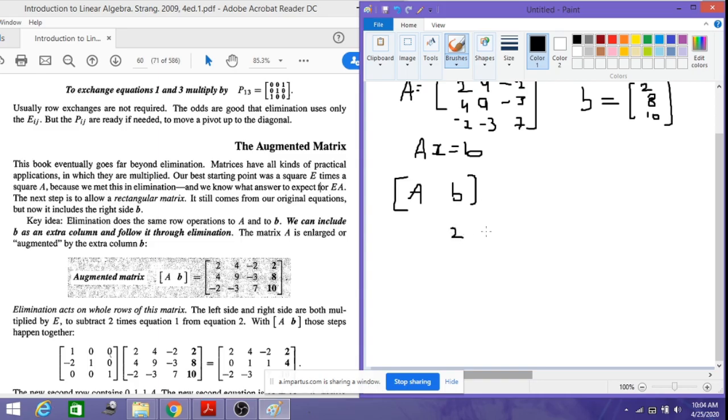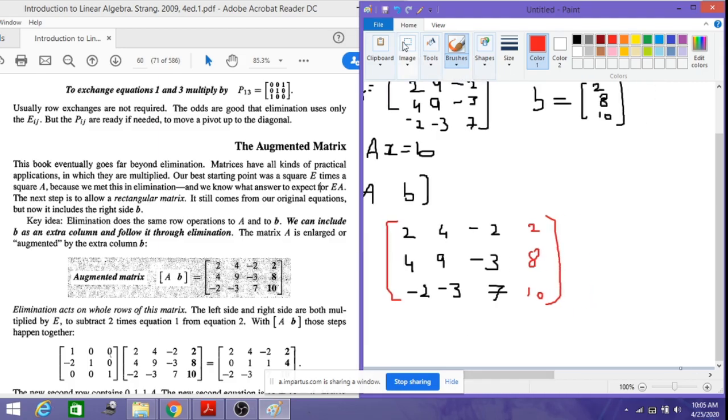So now we have this as 2 4 -2, then 4 9 -3, then -2 -3 and 7, and one more extra column, that of B, which we can write here as 10. So this is what we will get. Now we can straight away multiply the augmented matrix with a single multiplication by the elimination matrix, and we'll see the result. So let us take this. I'll slightly move this to the right side.